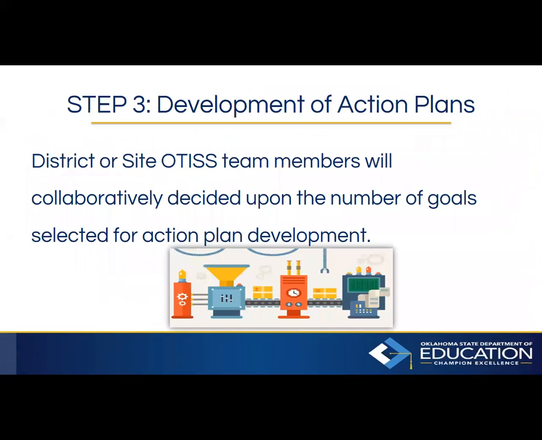Step 3 is the development of your action plans. District or site OTISS team members will collaboratively decide upon the number of goals selected for action plan development. You will have your prioritized list of needs and weaknesses to work on, and as a team, you will determine the reasonable number of goals to be achieved within a school year.